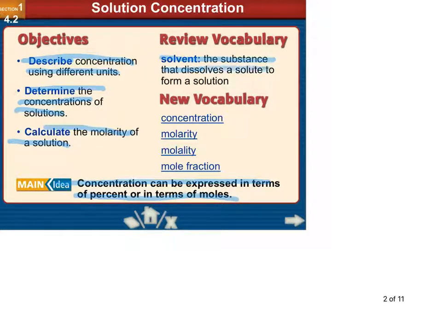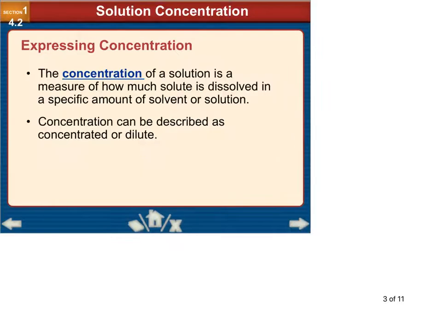Now the review vocabulary: solvent is a substance that dissolves a solute to form a solution. And for new vocab terms you're going to need to know concentration, a measure of how much solute is dissolved in a specific amount of solvent or solution. In very general terms, we can describe concentration as concentrated or dilute.